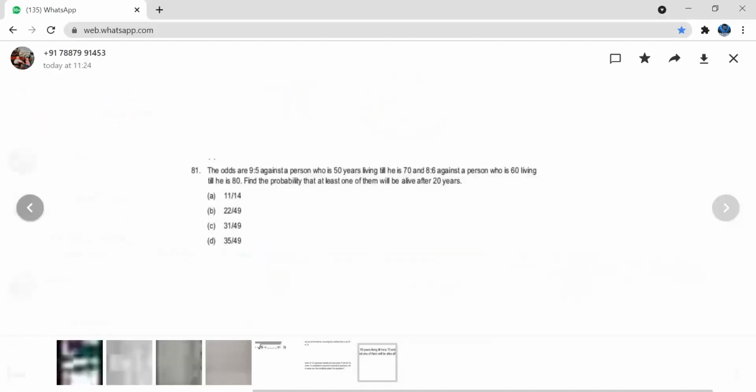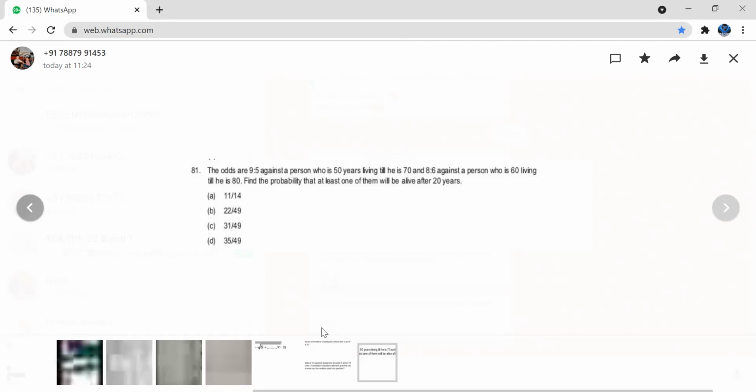आता ह्याच्यात 0.63 काय असेल तर आपण करून बघूयात ह्याला. 11 divided by 14 is not 0.63. 22 divided by 49 is not 0.63. 31 divided by 49 is 0.632. So this is your answer.